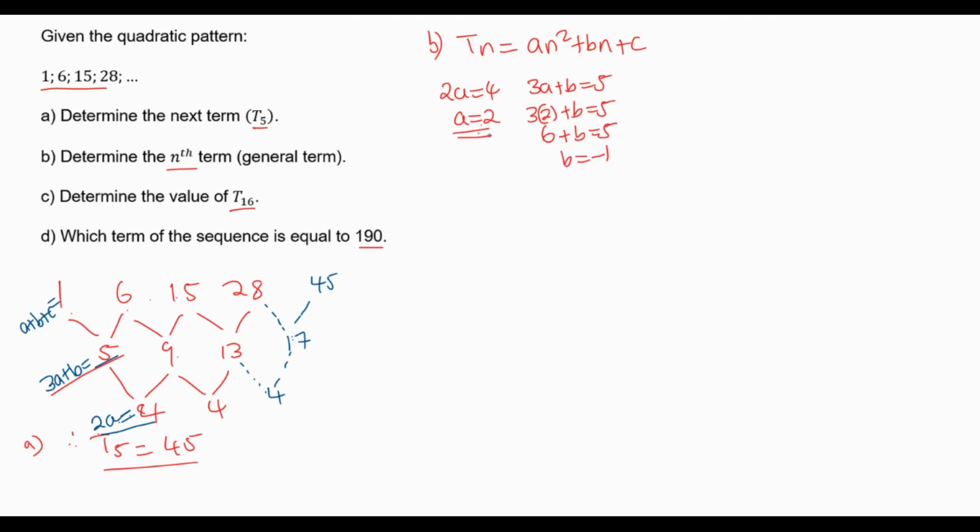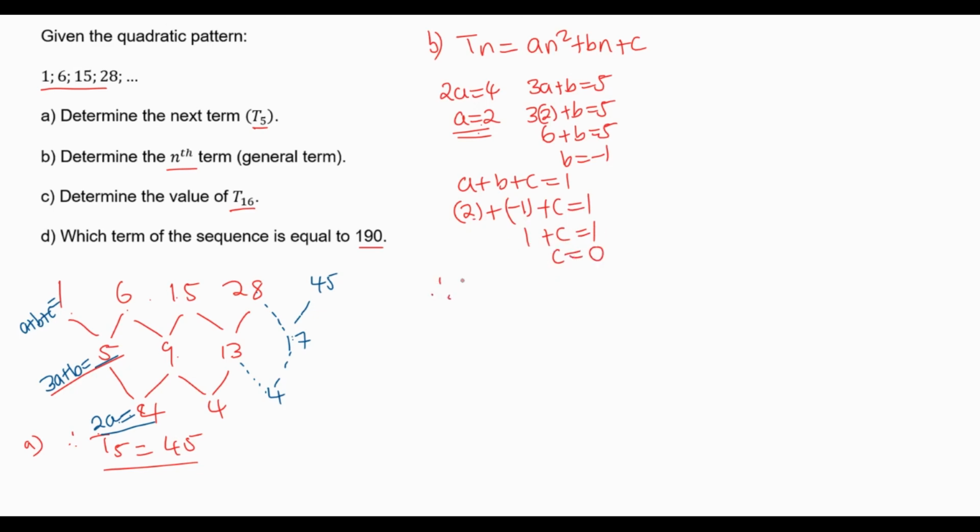Right? We have a and b. We can find c. Let's find c. We use a plus b plus c is equal to 1. We have our a, which is 2, plus b, which is negative 1, plus c is equal to 1. Right? 2 minus 1, that is 1. And then 1 minus 1 is 0, so c is equal to 0.